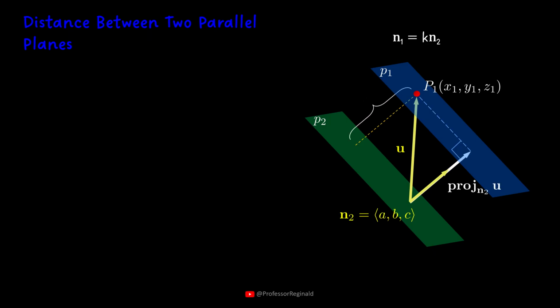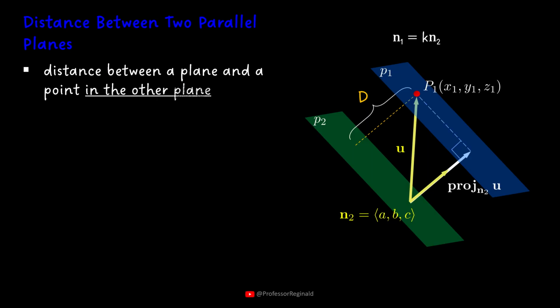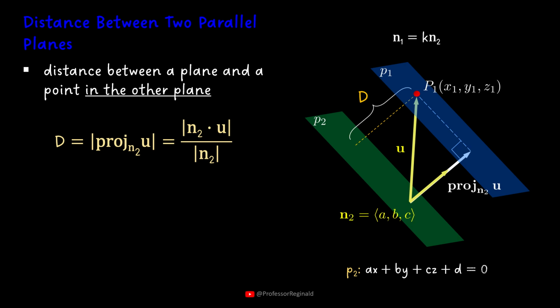we can compute the distance between the parallel planes as the distance between a plane and a point in the other plane. And it is the norm of the vector projection of U onto N2. Meanwhile, if we use the equation of plane 2, the distance is given by this formula.